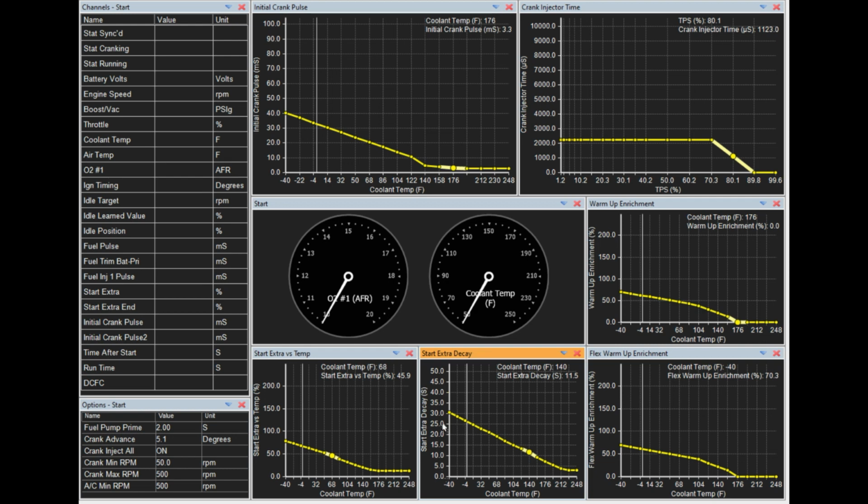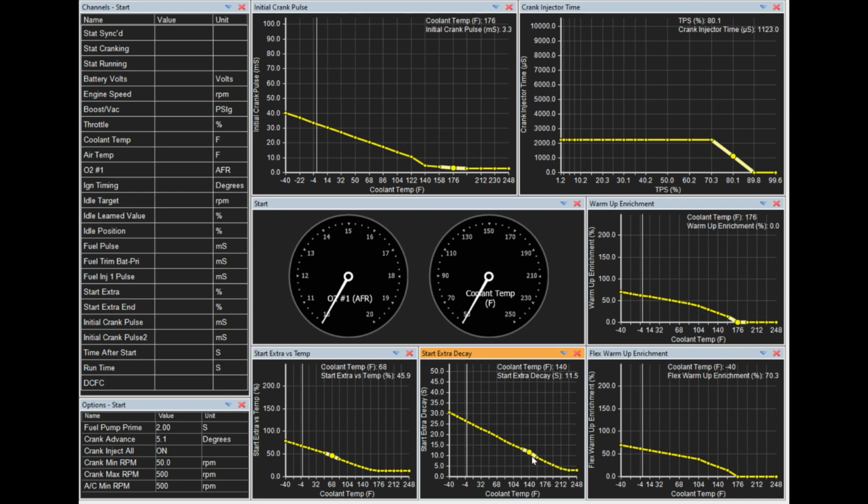Then we also have a start extra decay. This is the countdown timer. Let's say this is number of seconds and this is the coolant temperature. So this is how long we'll run that extra fuel on startup based on the temperature of the coolant. For your car, really, once you're at 140 degrees, it's fully warmed up. It doesn't need any extra fuel.